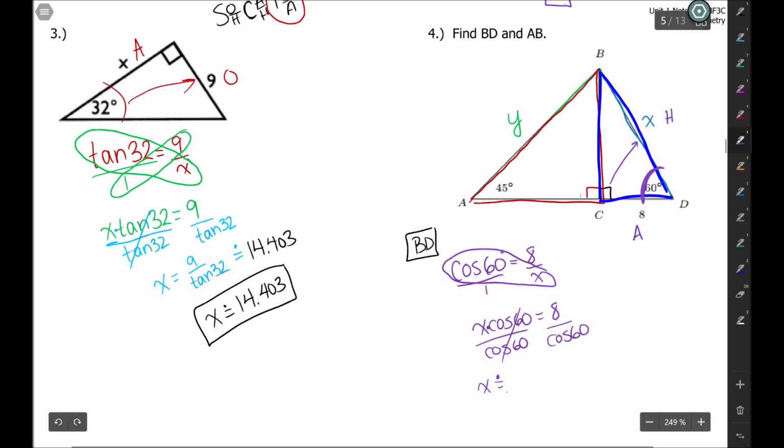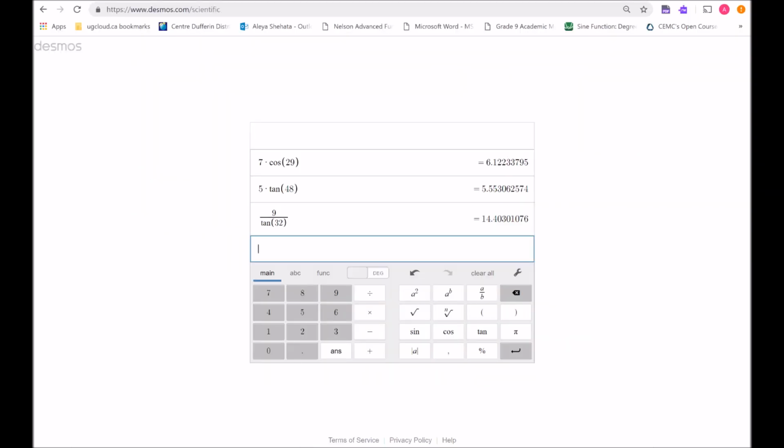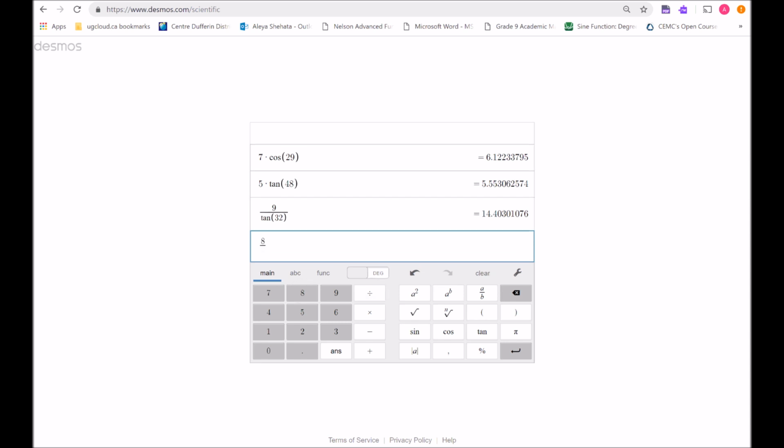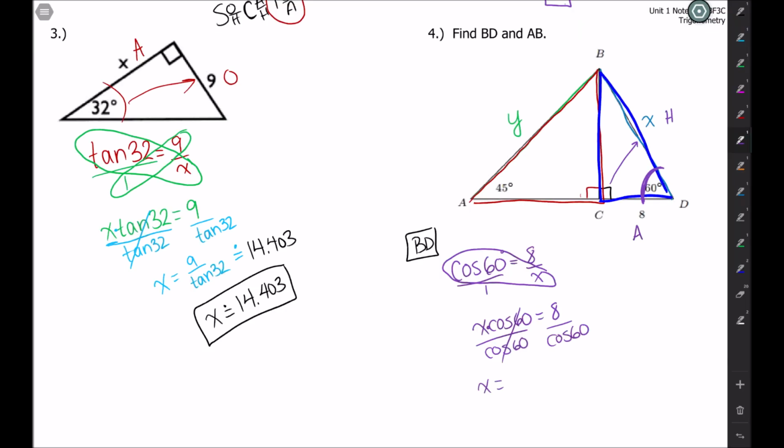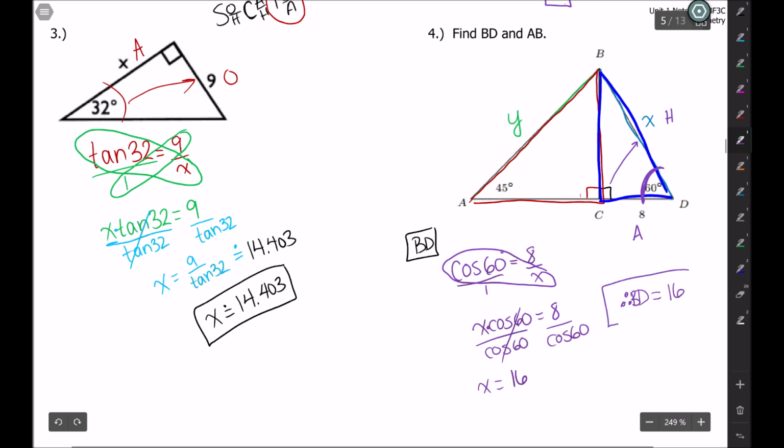So I'm going to type that into my calculator and see what I get. So 8 divided by the cosine of 60, enter, and I get 16. Nice even number, I don't have to do any rounding. So here I get x is equal to 16, and x was our BD. So we can say, therefore, BD is equal to 16, and we're done with this first part.